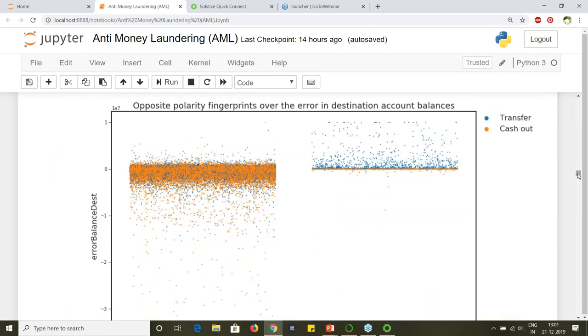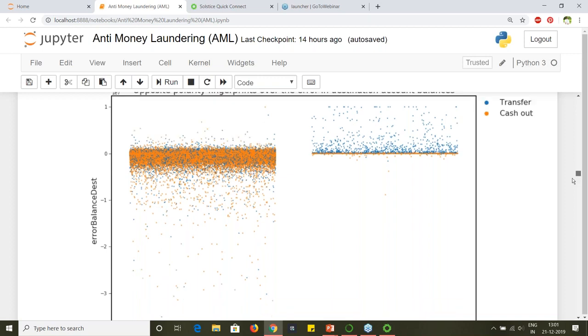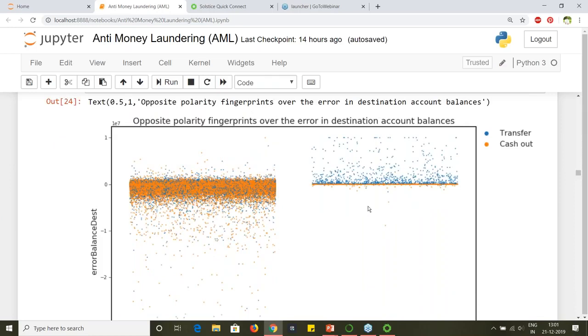Here we can see opposite polarity. What do you mean by opposite polarity? There is a pattern here that can be observed. This is a plot between error balance, fraudulent and genuine transactions. Okay. Here there is a clear separation. So from this, what we can infer is that the new features that I have imputed are able to find out some of the patterns.